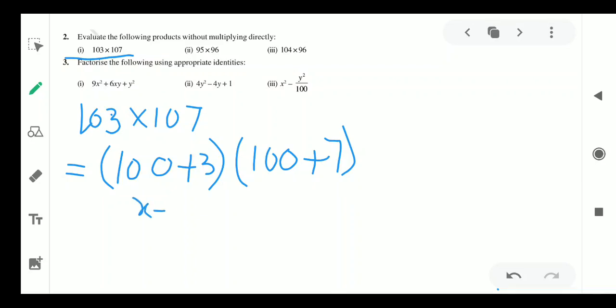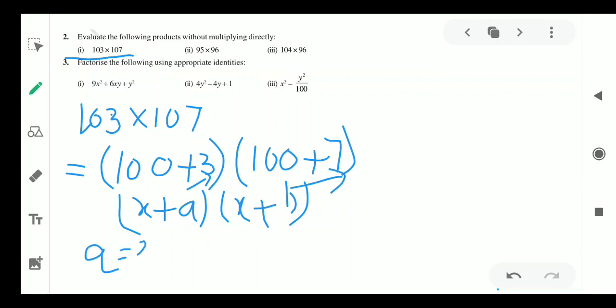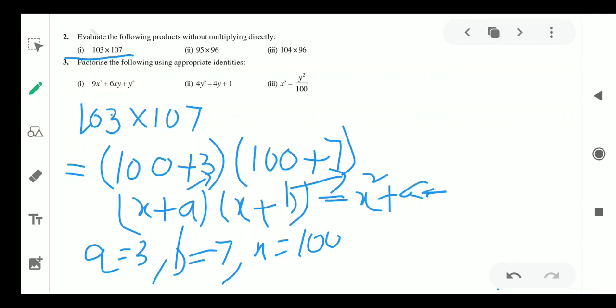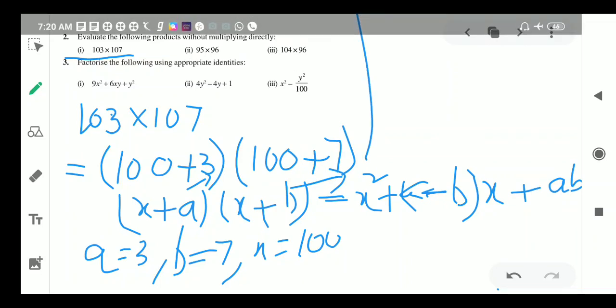Here it is in the form of (x plus a) into (x plus b). Here a is 3 and b is 7, and x is equal to 100. Then we know the formula: x square plus (a plus b) into x plus ab. Simply you can substitute all these values in this formula and simplify.